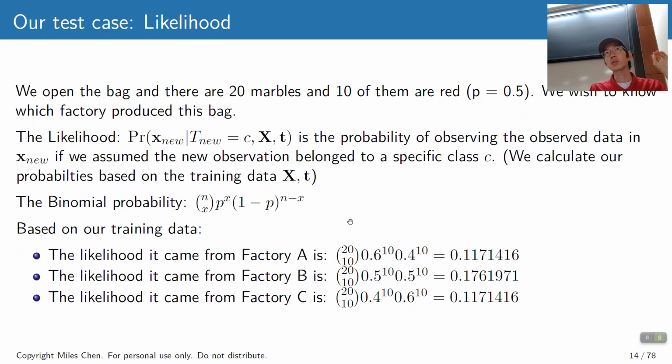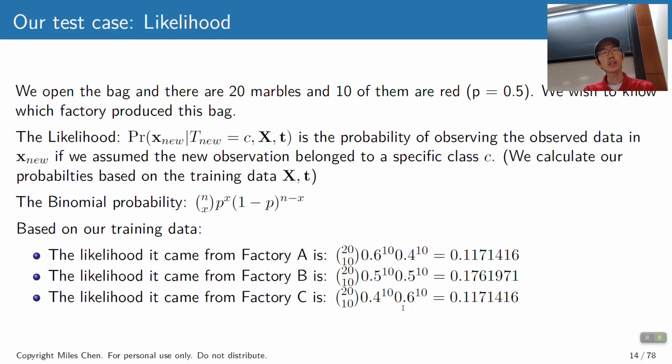We're going to say, okay, what is the likelihood that factory A produced this bag of 10 red and 10 blue marbles? And so we're going to do 20 choose 10. Factory A has a filling proportion of 0.6, so we're going to do 0.6 to the 10, 0.4 to the 10, and we get a likelihood of 0.117. Okay. What is the likelihood factory B produces this? Same thing, but now factory B is 50% red, so we do 0.5 to the 10, 0.5 to the 10, and we get 0.176.